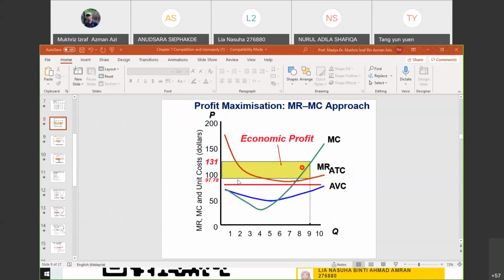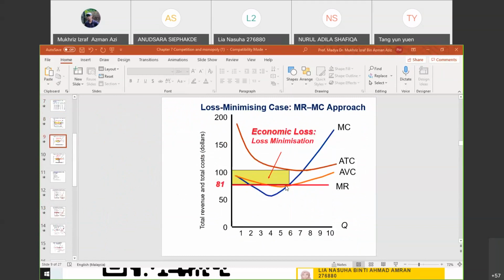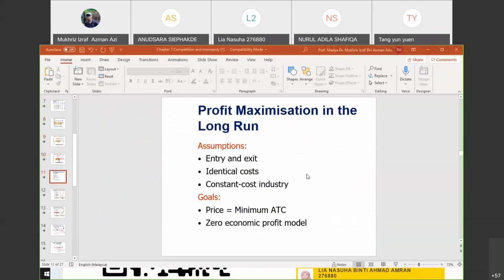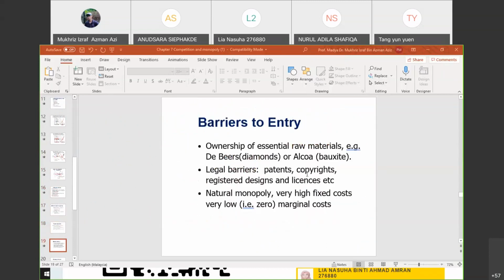So that's what we see in perfect competition. When the price is equal to the marginal cost curve, that's how you determine the quantity of output. For example, we discussed that last Monday. I'm not going to discuss that one too much in detail because you can refer to the Monday lecture.